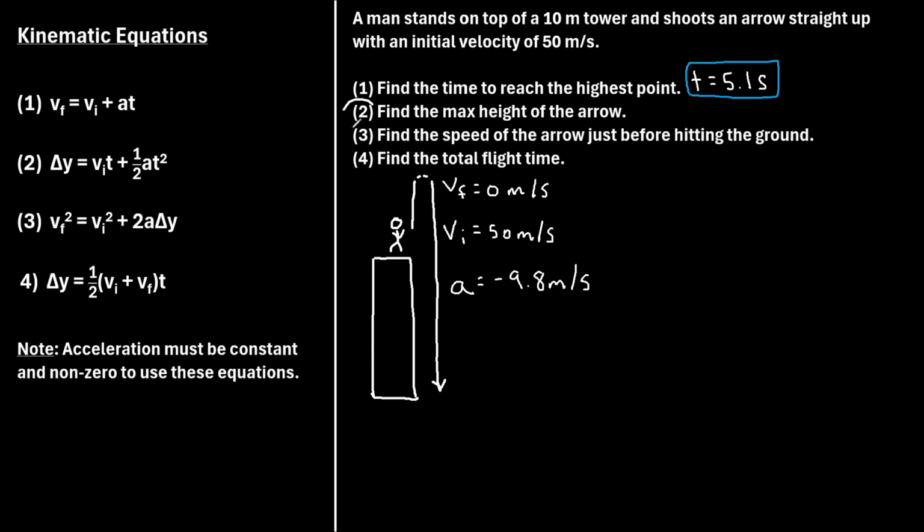Okay, question number 2 says, find the max height of the arrow. So to find the max height, to find this height right here, really what we want to know is, what is the displacement from the starting point of the arrow down here to this max height? So what is this displacement right here, which we write as delta y, the displacement of the arrow.